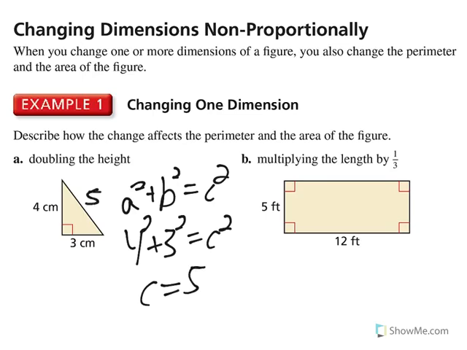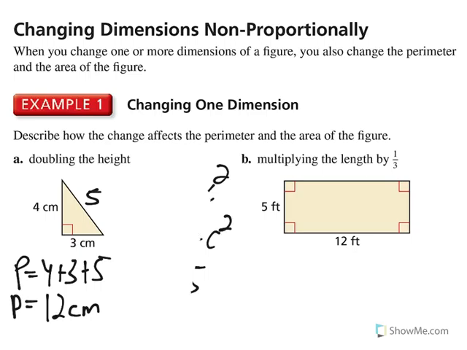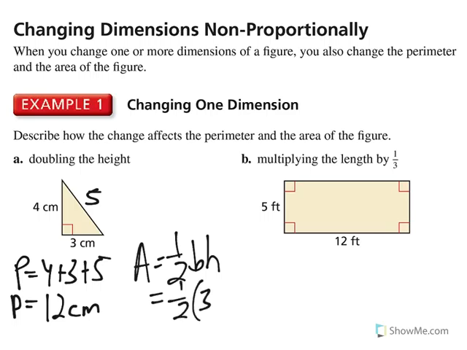This is also a Pythagorean triple. So the perimeter for this would just be adding all those parts. So I do 4 plus 3 plus 5, all my sides together. And so I would end up getting that the perimeter is 12 centimeters. If we want to do area, for a triangle it is 1/2 base times height. So if I want to find my area, I just plug my parts in. So 1/2 times 3 times 4. And so that's going to end up giving me 6 centimeters squared.